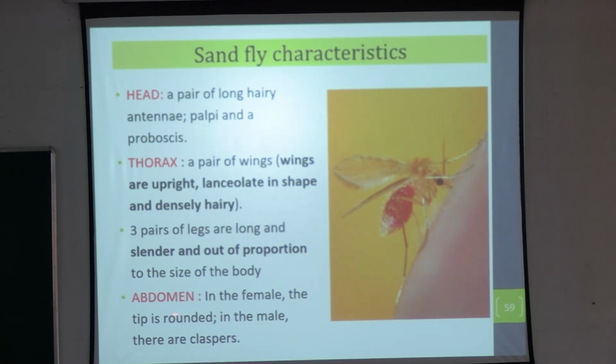And in the abdomen, in the female, the tip is rounded. In the male, there are claspers. So this is what a sandfly looks like. It kind of looks like a mosquito, but it is not a mosquito. Okay? It also takes blood meal, like mosquitoes.